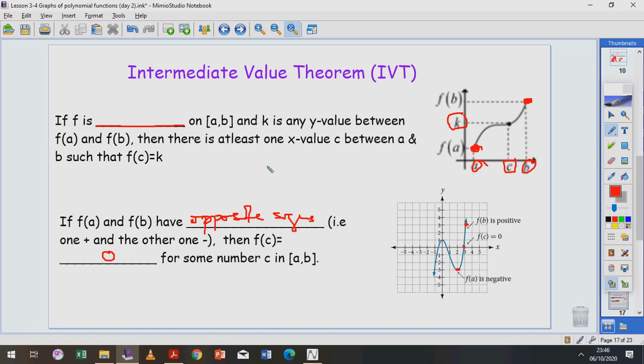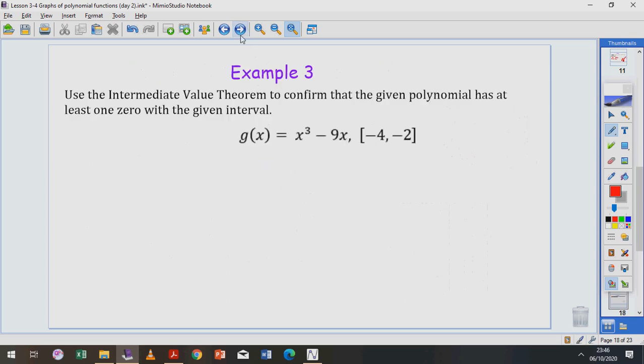The idea is simply that if you have a function and you have two values on the function, a positive value and a negative value, then that function must cut the x-axis in between those two values. So if this x value is a, and this x value is b, then the intermediate value theorem says that the function must have a 0 in between those two values if the output values of the function for those input values are opposite signs.